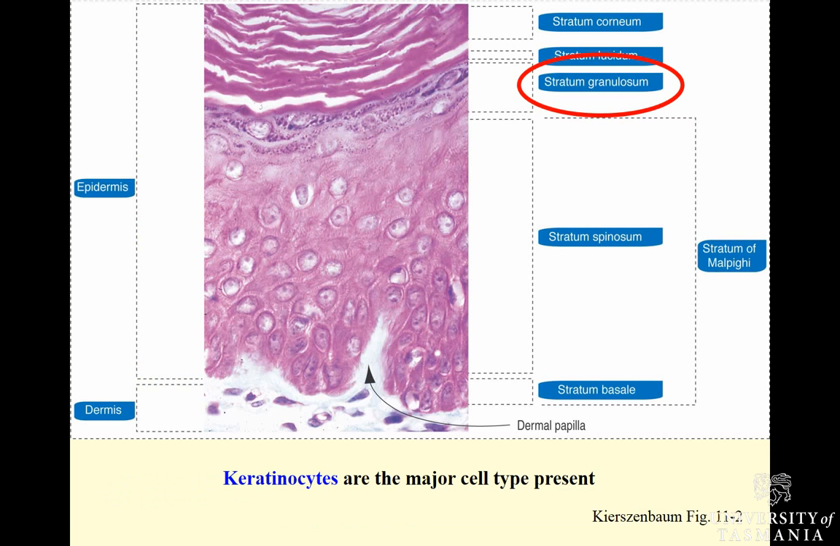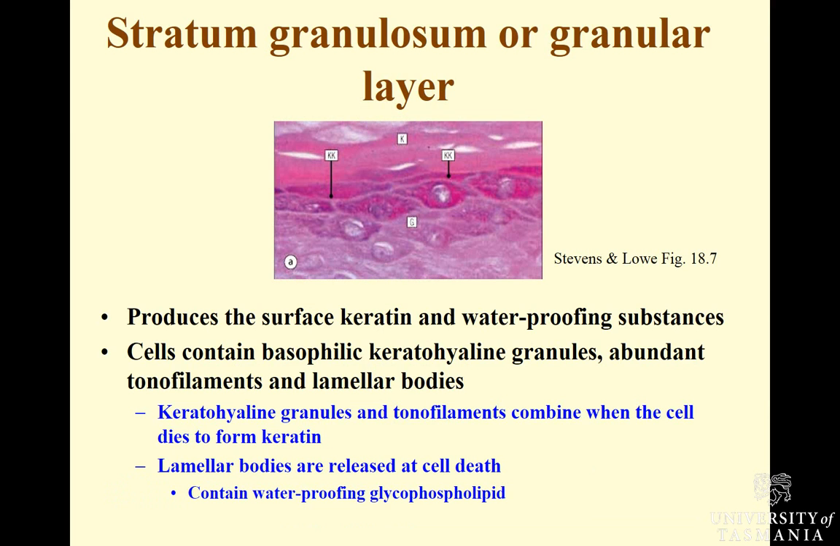So moving up then into the stratum granulosum, this is the granular layer. These are responsible for the final living cell stage, the cells undergo cell death, so they eventually produce the surface keratin and the waterproofing substances. So the cells contain a number of basophilic keratohyalin granules, hence their name, the granular layer, abundant tonofilaments, and lamellar bodies. At cell death, the keratohyalin granules and the tonofilaments combine, and this helps to form the keratin.